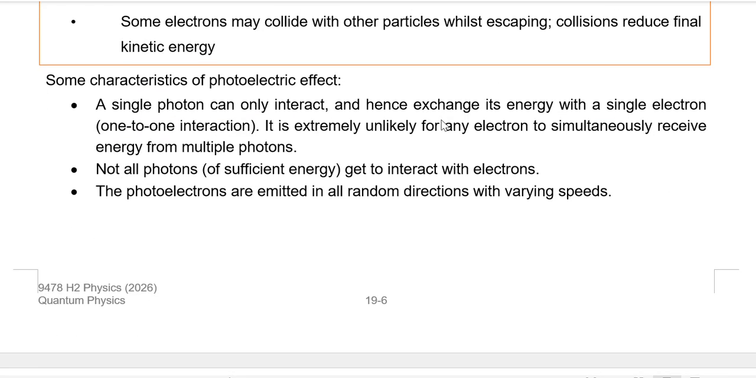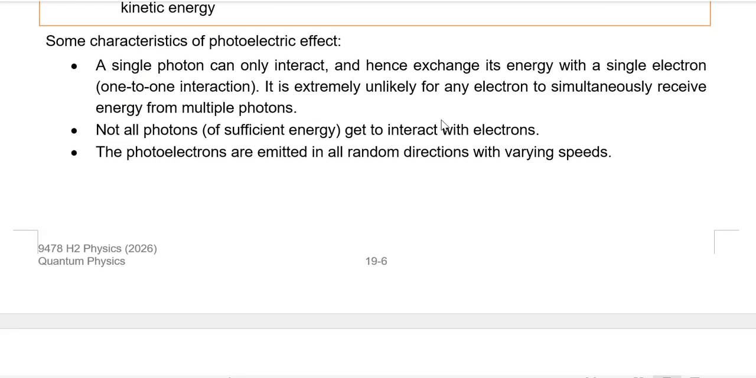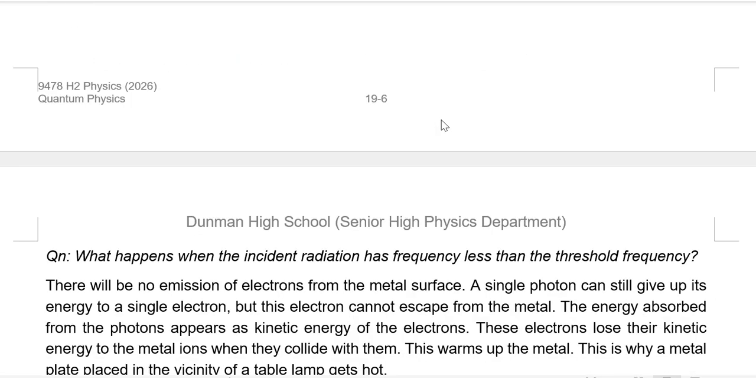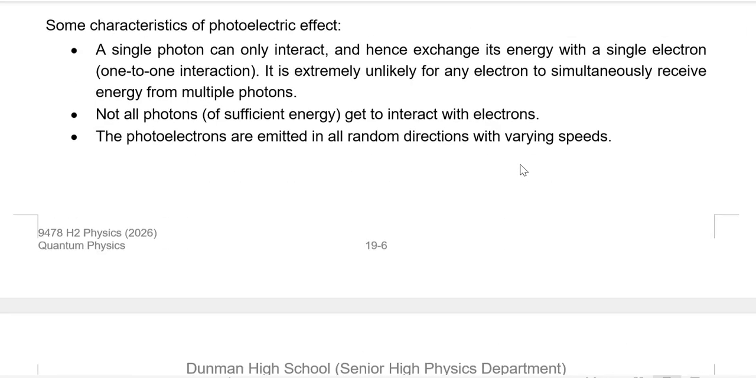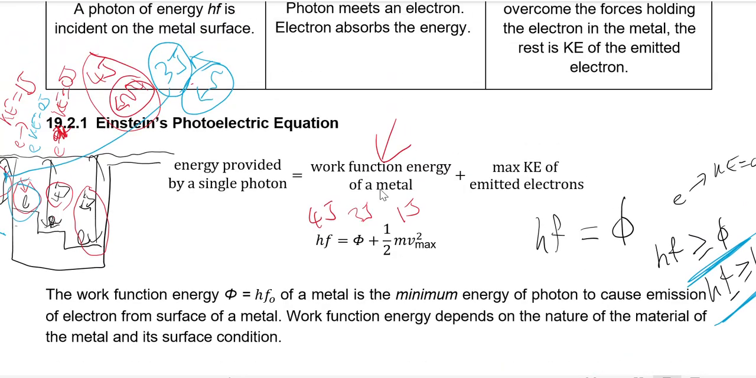Okay, so those are the ideas behind Einstein's explanation of the photoelectric effect. Right, so we'll move on to the next part. What happens when incident frequency is less than threshold frequency? Actually, we have discussed this idea already. There should be no emission whatsoever of electrons from the metal surface, because if incident radiation is less than threshold frequency, then from this equation, hf is smaller than φ.